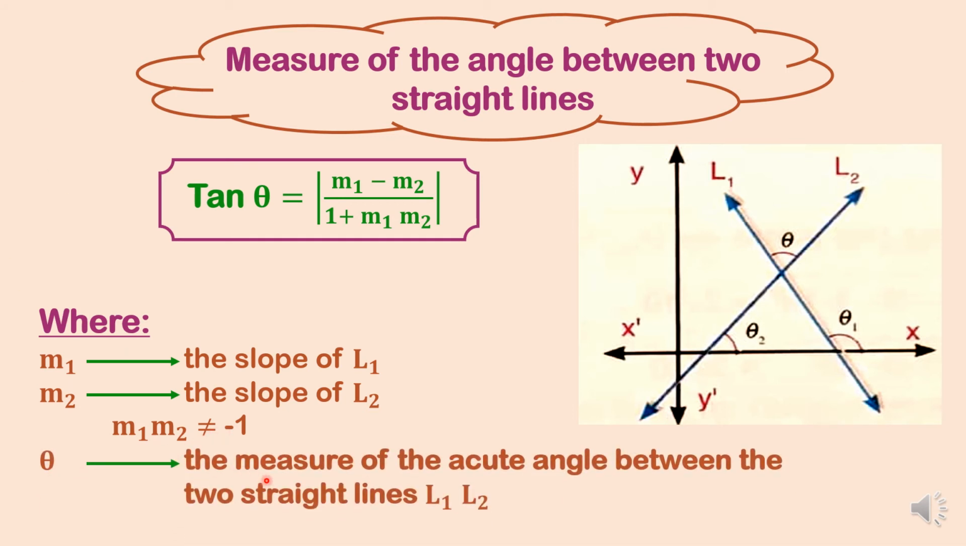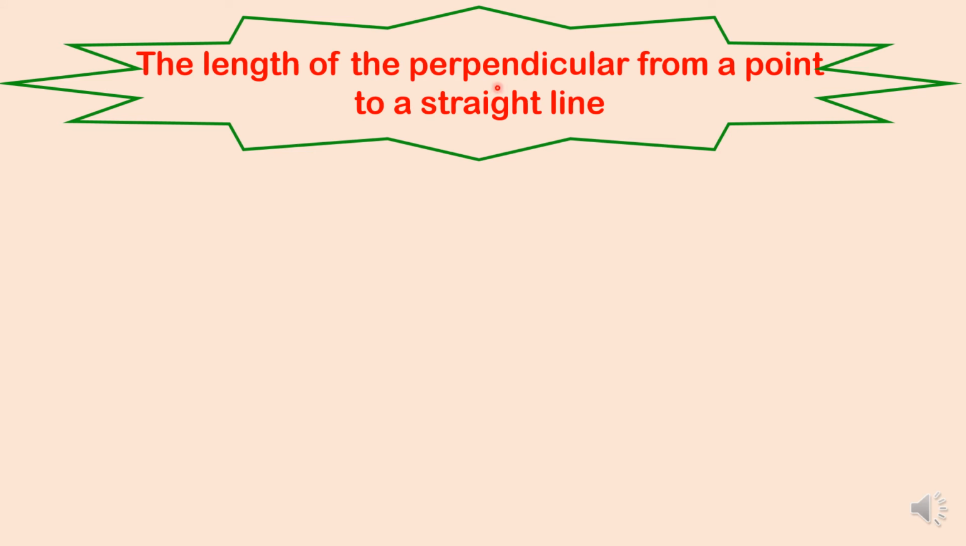Theta, the measure of the acute angle between the two straight lines L1 and L2. Next, the length of the perpendicular from a point to a straight line.